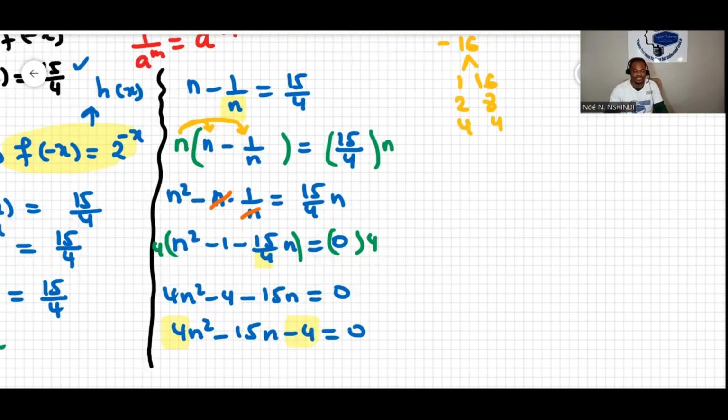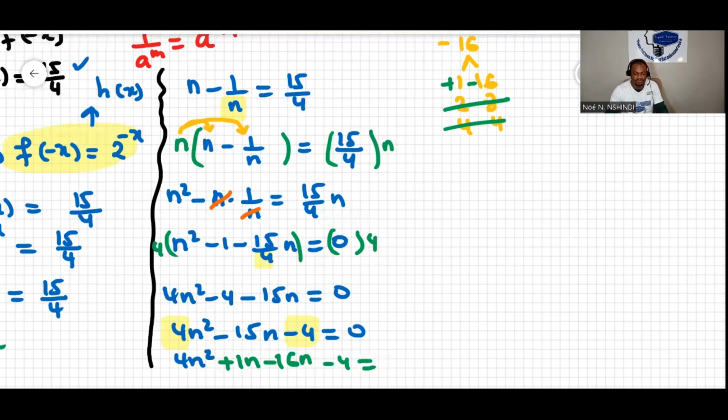Now I'm going to ask myself which couple here will make a sum equal to negative 15. You know that with 4 and 4 we cannot get negative 16, neither will 2 and 8, but with 1 and 16, yes we can, if it's positive 1 here and negative 16. And if you check, 1 times negative 16 is negative 16. So we're going to write over here 4n squared. Instead of writing negative 15n, I'm going to write plus 1n minus 16n minus 4 equal to 0.